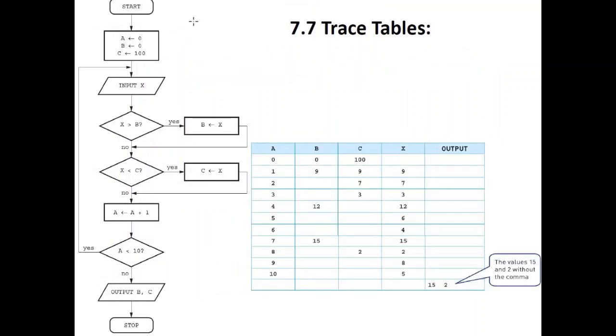This is the trace table. I hope you guys are able to see it. Start, A is 0, B is 0, C is 100, input X. If X is greater than B, then put the value of X in B. Otherwise, if X is less than C, then put the value of X in C. Else A equals A plus 1. And if A is less than 10, then repeat the process. This is how we denote a loop in flowcharts. So this basically means until A is less than 10, you keep on repeating this loop, and after A has become 10, simply output B and C.